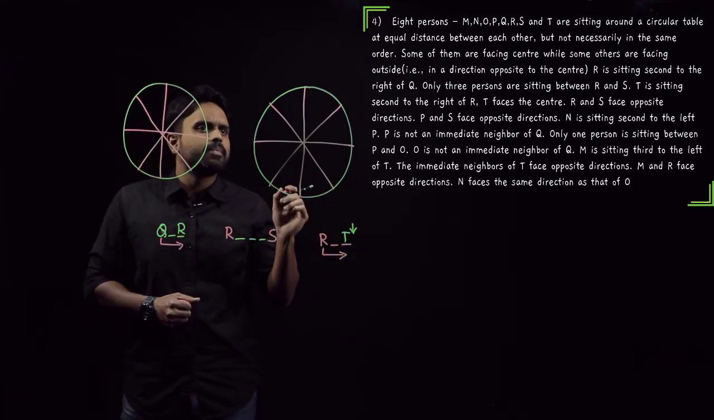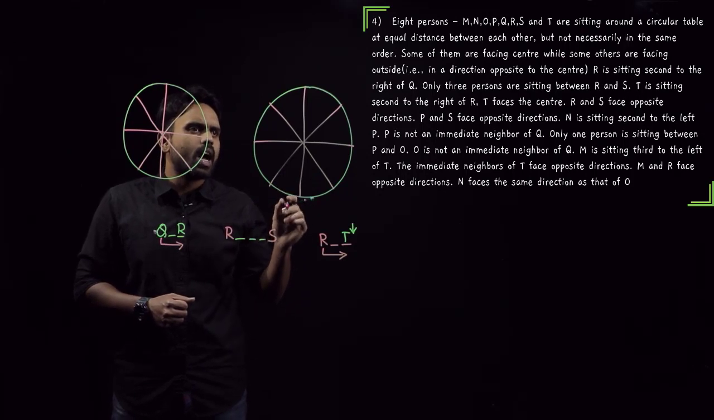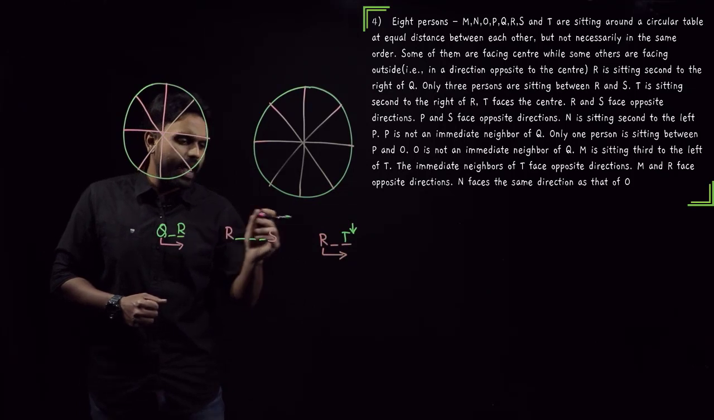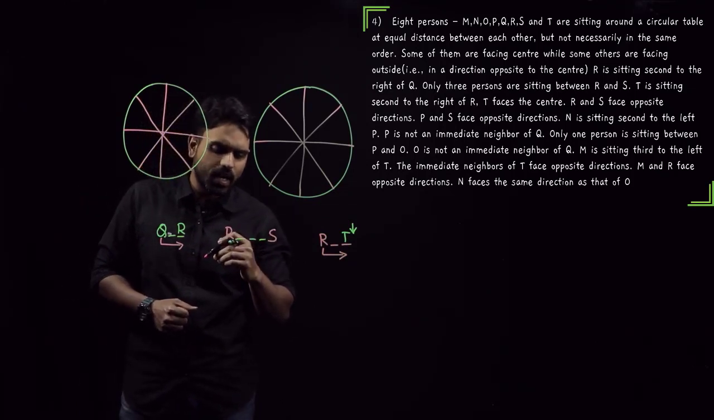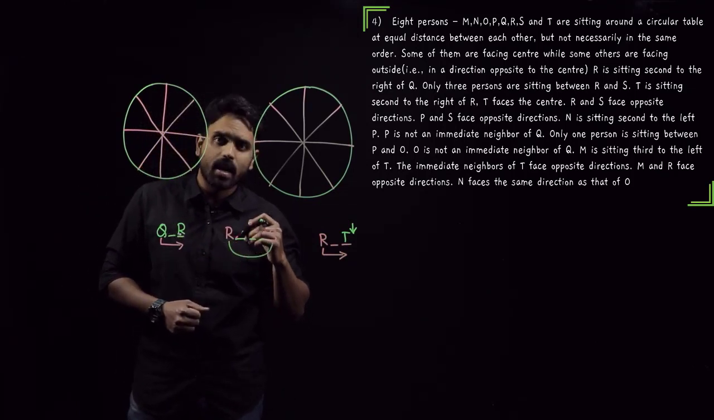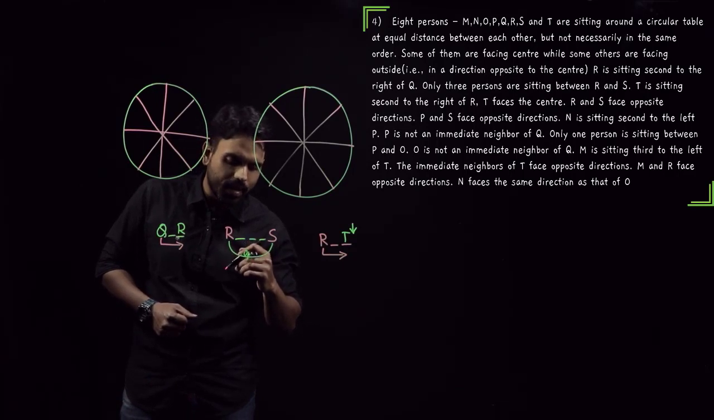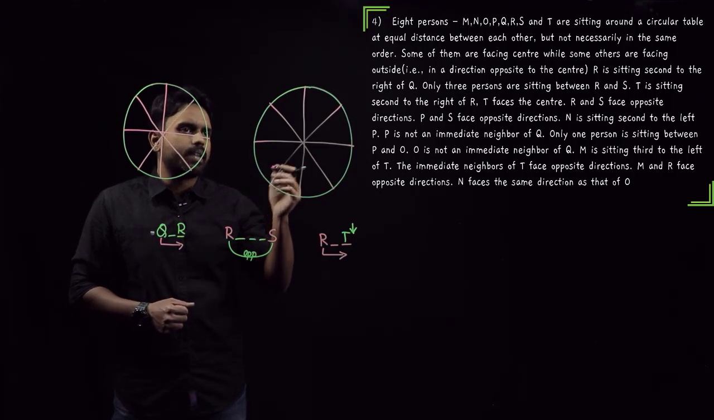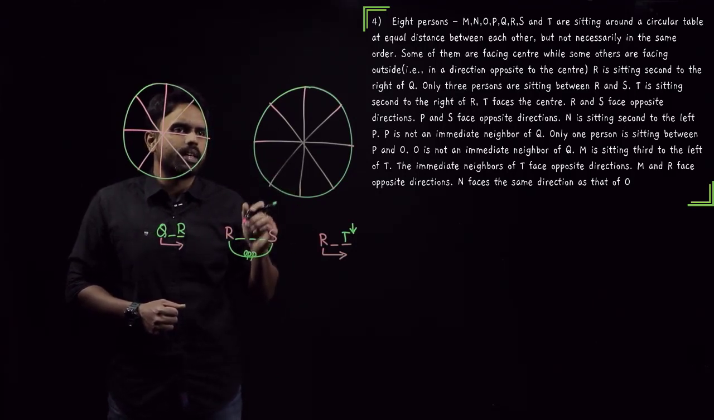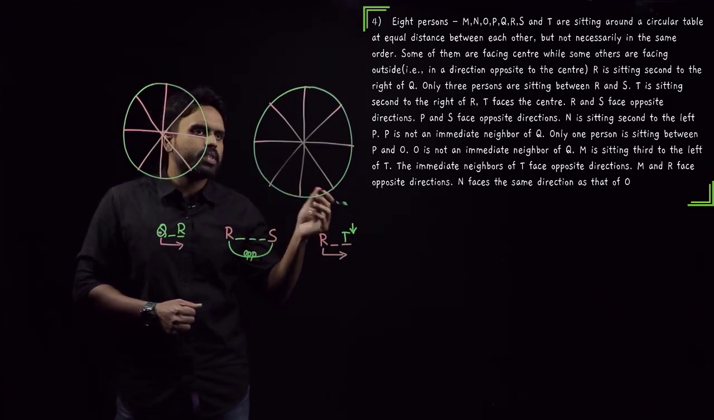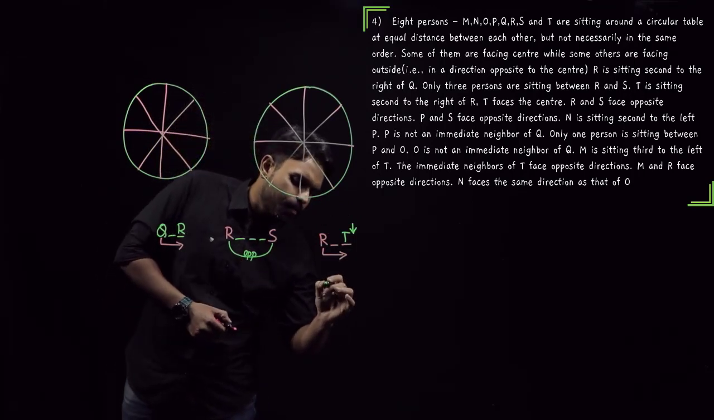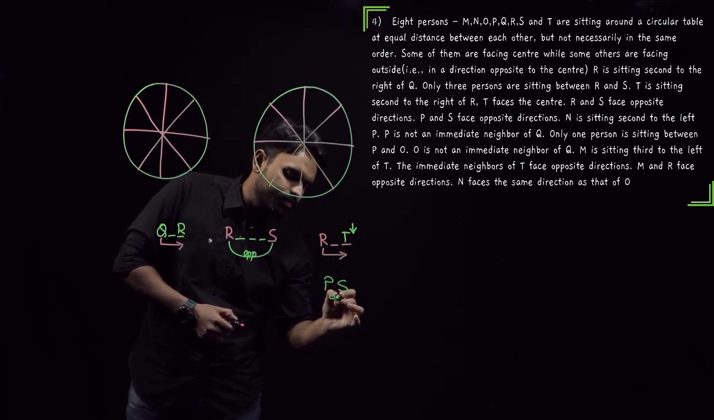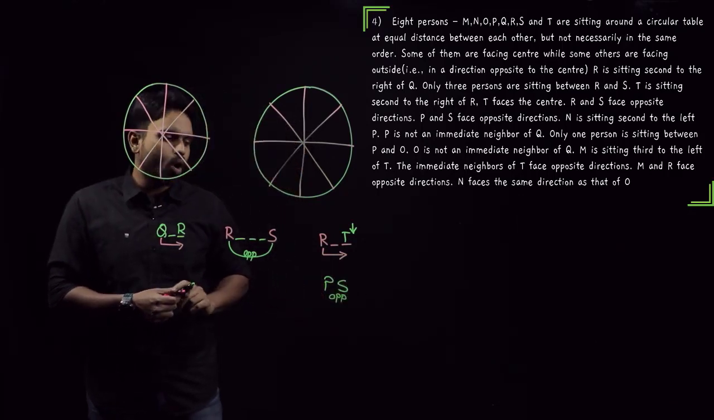Dekhte hain kya likha hai next. T facing the center. R and S face opposite directions. R aur S opposite direction face kar rahe hain. To mujhe karna kya hai? R aur S ke beech mein ek line draw karna hai aur uske upar likhna hai opposite. R and S face opposite direction. So let's read ahead. P and S face opposite direction. Okay, P and S, they face opposite direction.